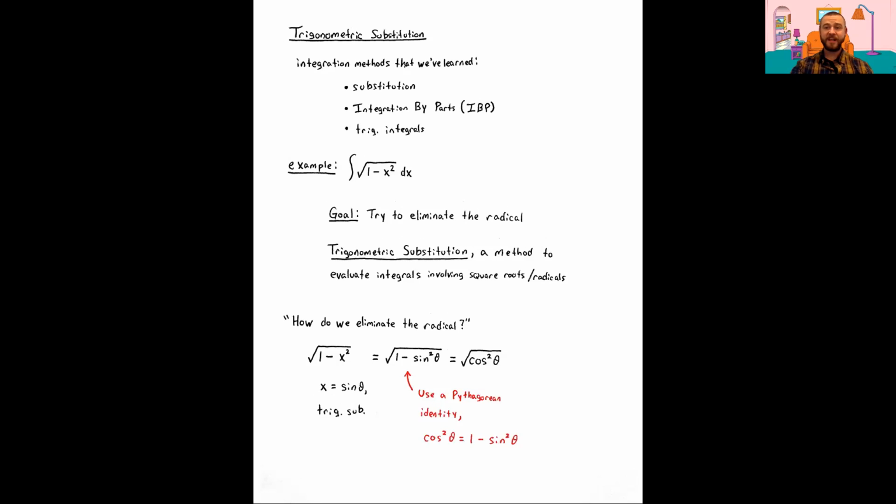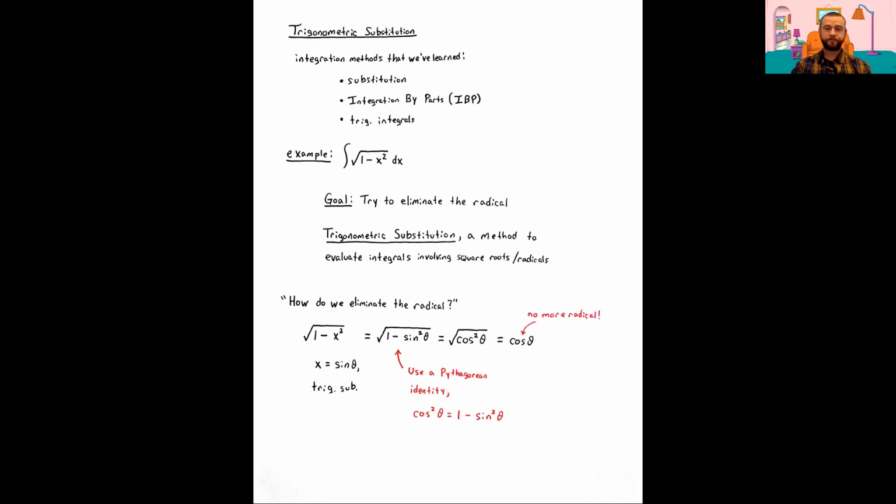And hopefully you can see here how the radical gets eliminated. We have a square root of something squared. So at the end here, this simplifies to cosine of theta. There is no more radical. That's pretty much how we implement our goal, how we eliminate the radical.